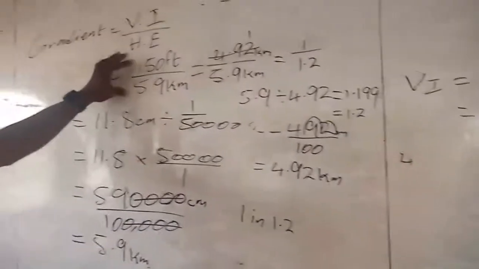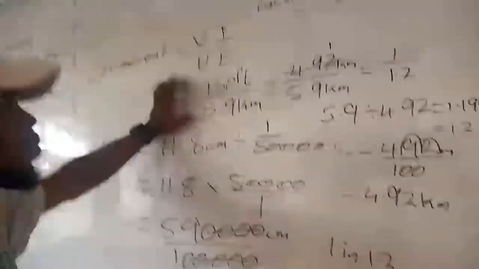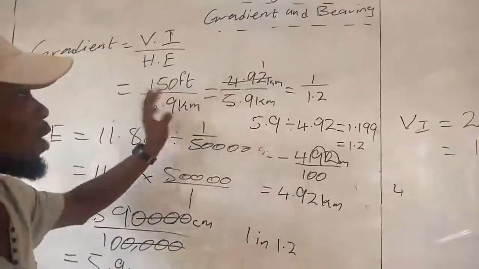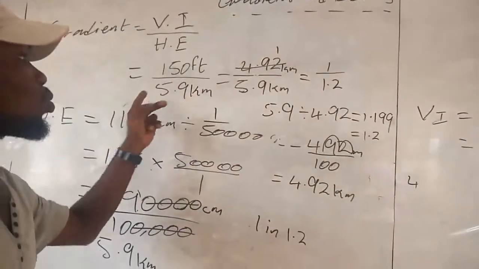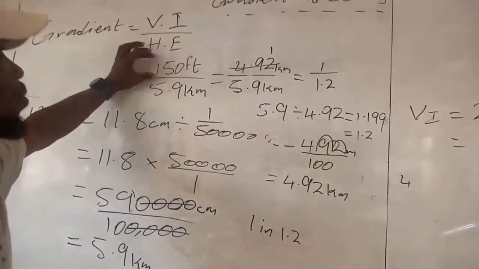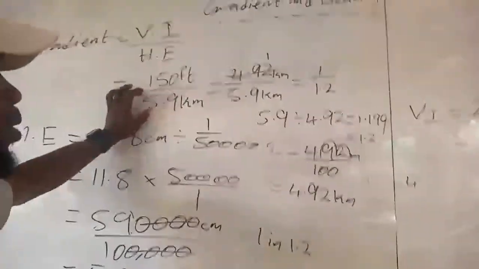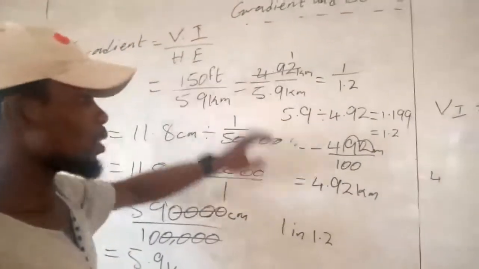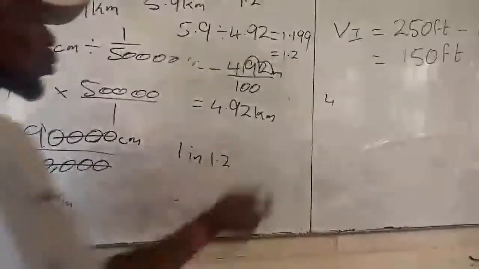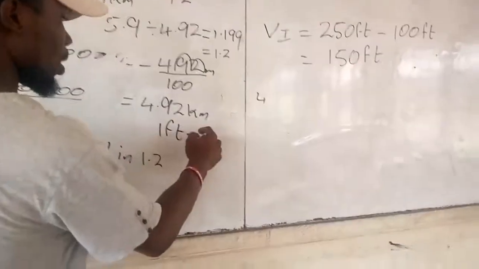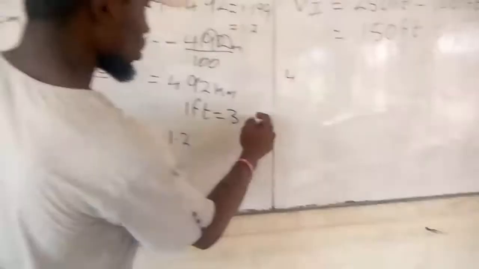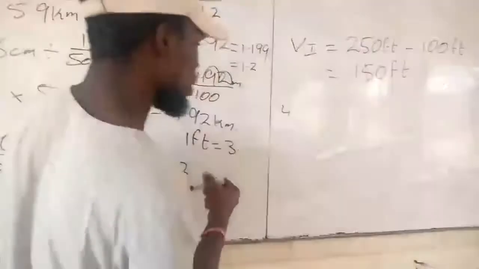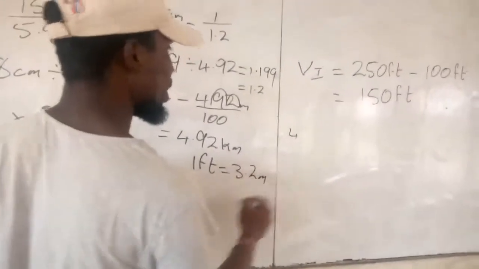Then we came to divide by the horizontal equivalent, but since they were in different units, we had to convert one of them to the other. So we converted the 150 feet to kilometers, where we had 4.9, because 1 foot is equal to 3.28 meters.